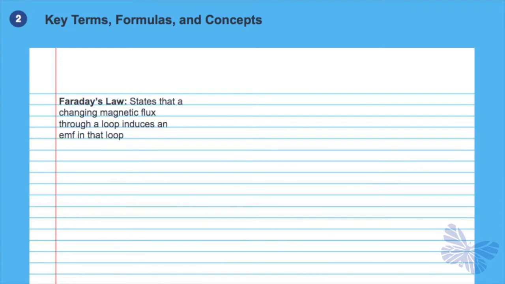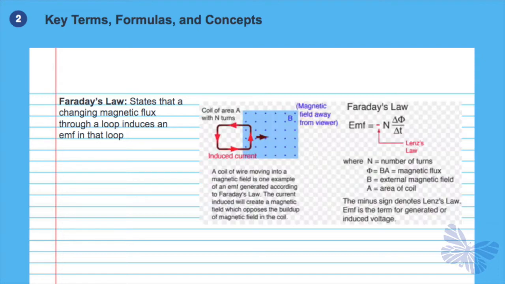Alright, and then Faraday's law, this is what you use whenever you have an induced EMF. And it states that a changing magnetic flux through a loop induces an EMF in that loop equal to the rate of change of the flux. So that's stated here. So one example is a coil of wire that you move into a magnetic field. So as you move it in, the flux is increasing, and so it would induce an EMF in the wire. The direction of that EMF depends on Lenz's law.